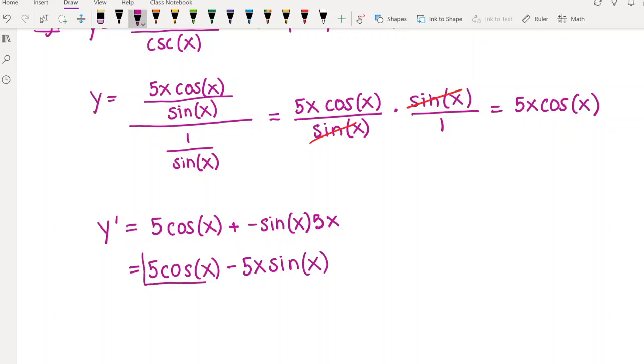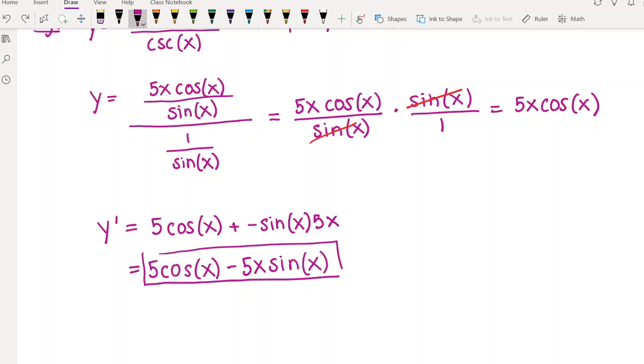And typically, I think most people follow this convention that if you have something like sine of x times x, you put the x before the sine, but it's fine if you want to put it after. If you had left it like this, there's nothing wrong with that. It's just more traditional, I think, to write it the way that I did here.